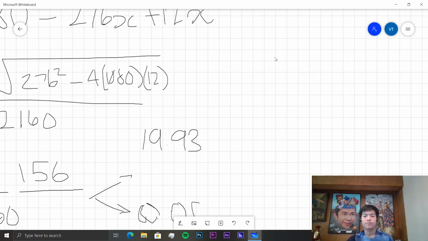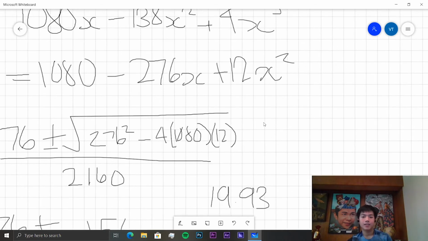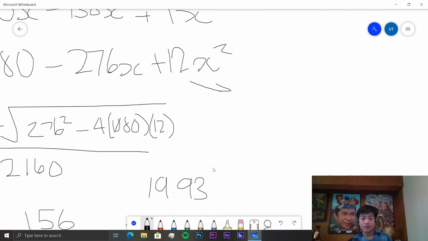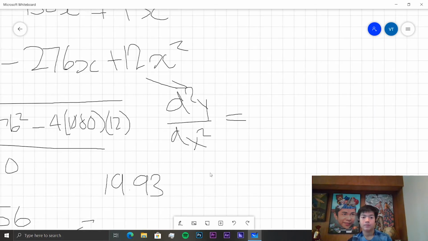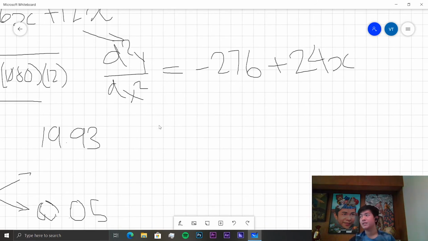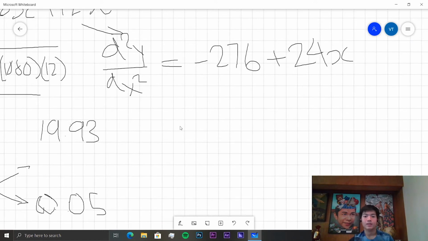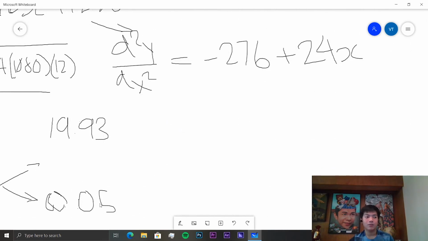Okay, so now we have these two values. You actually need to figure out which one is a minimum and which one is a maximum. I guess we can do that by getting the second derivative, which is d squared y over dx squared, equal to minus 276 plus 24x. And remember that if we have a positive value, it's a minimum, and if we have a negative value, it's a maximum.